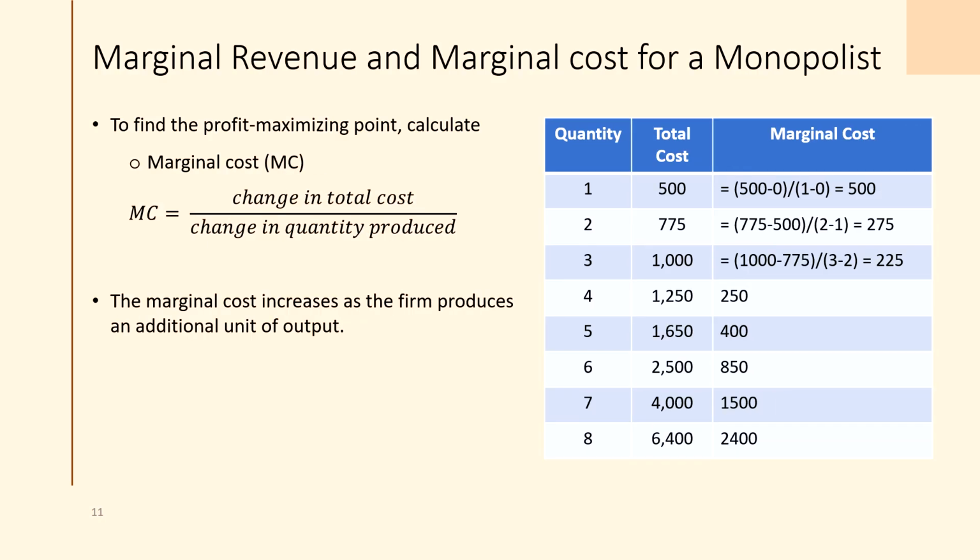Now let's calculate marginal cost. Marginal cost is the change in total cost divided by the change in quantity. From quantity 0 to 1, marginal cost equals (500 minus 0) divided by 1, which equals 500. Then marginal cost becomes 275, 225, and so on. Marginal cost rises sharply at higher output levels. This reflects diminishing returns and increasing production difficulty.